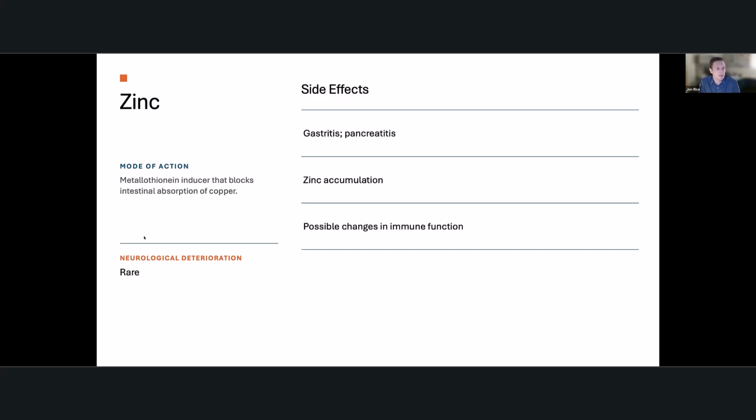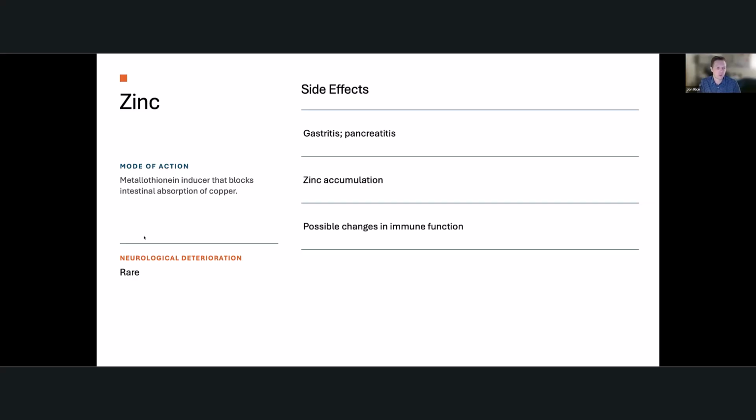Zinc basically induces metallothionein that blocks intestinal absorption of copper, and so this prevents absorption. It doesn't decopper and remove it. So it just basically creates a net negative over time.